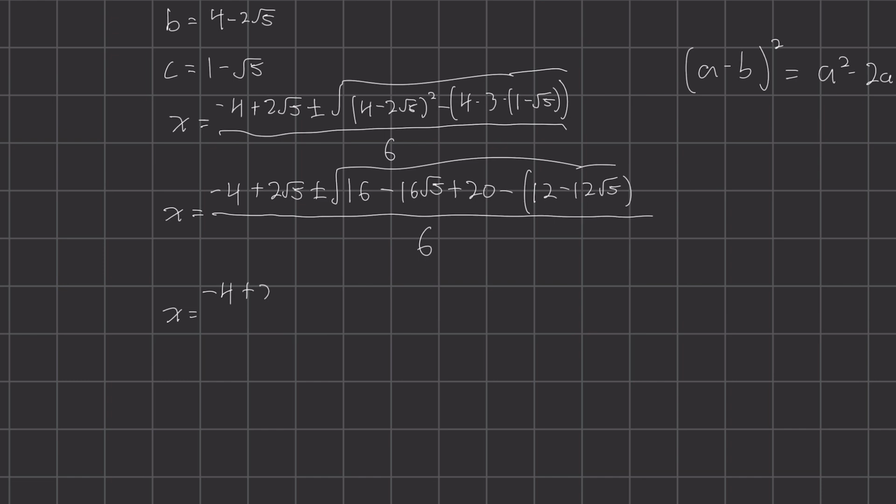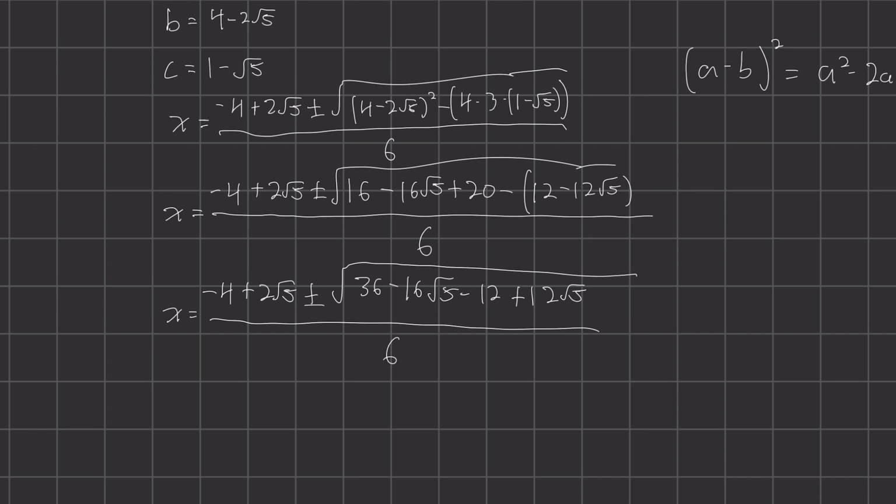So we just keep all of this stuff here to the left. And now we can start subtracting. Well, actually, first we gotta distribute the negative sign. Well, actually, I'll add the 16 and 20 right now. So you're supposed to get 36 minus 16 root 5 because you just added the constants. And it's going to be minus 12 plus 12 root 5 because you distributed the negative sign. It's still all over 6.